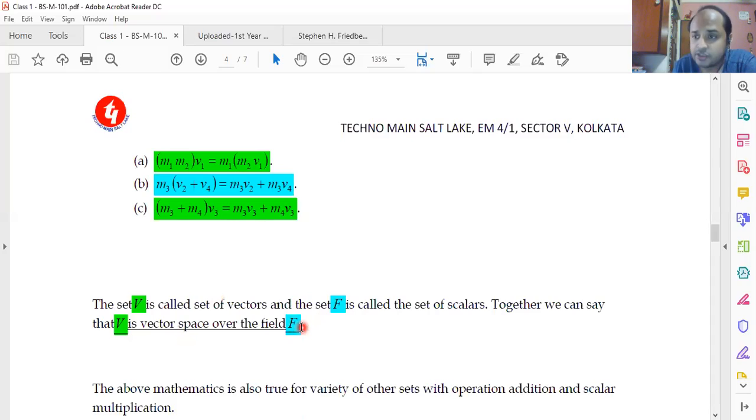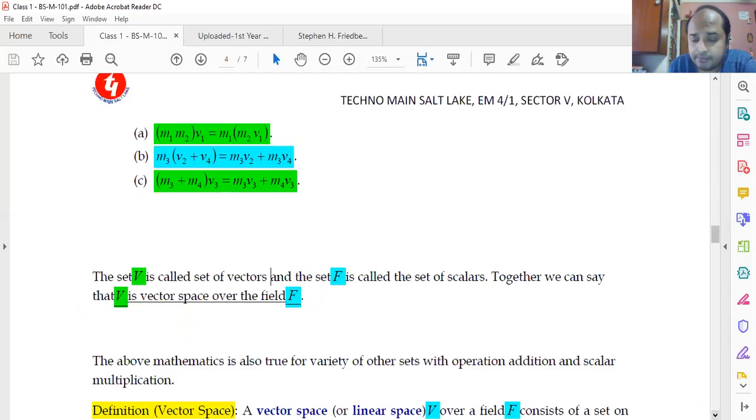Field is also a kind of algebraic structure. It is also a kind of space. V is also a kind of algebraic structure, also a kind of space. The vector addition and scalar multiplication are different from the addition and multiplication of the elements of the field. So we can interconnect them. We can connect them together. So this was an example.